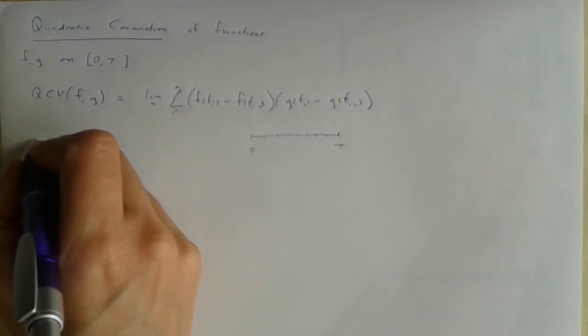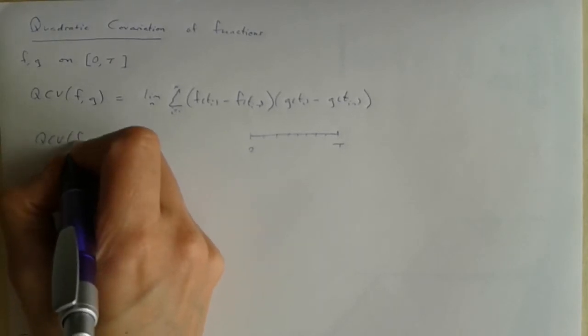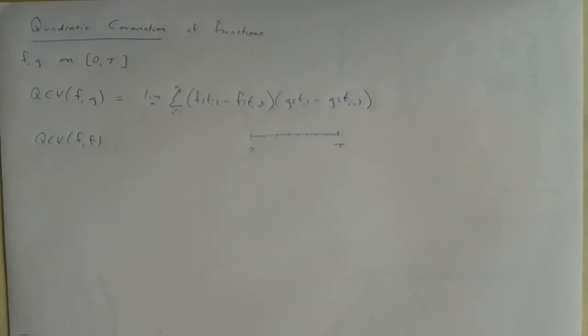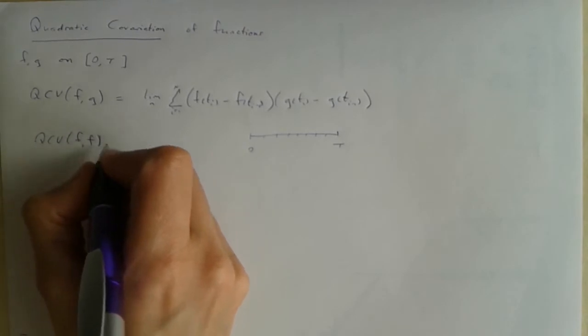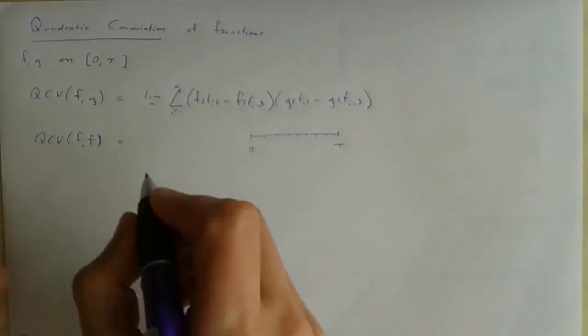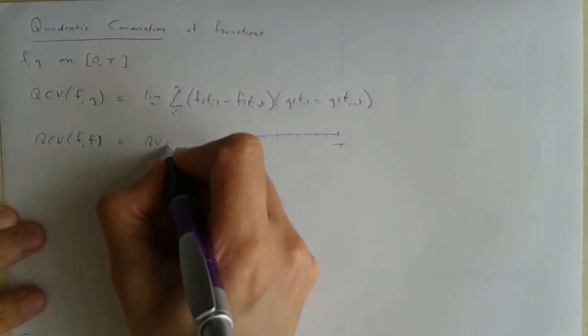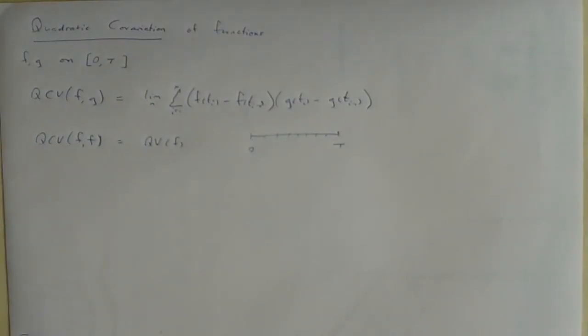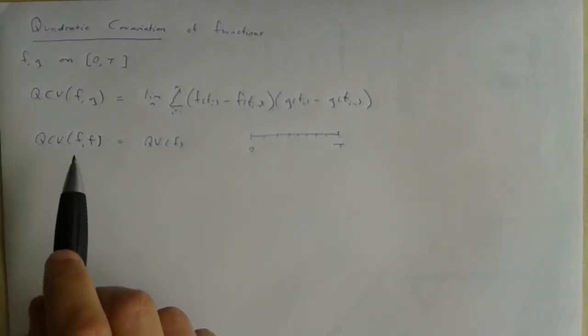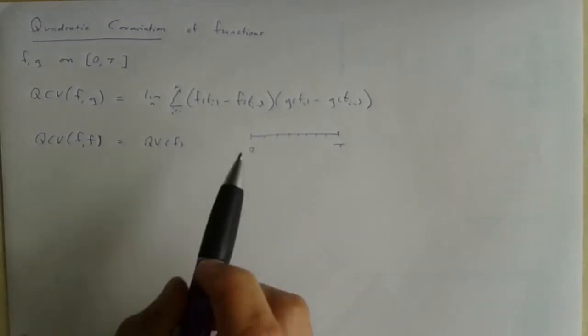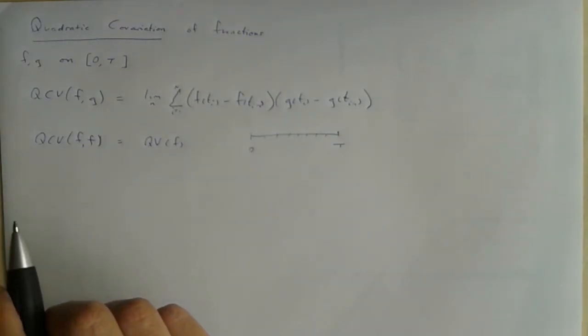One observation we could make straight away then is that the quadratic covariation of a function with itself is what we were just in the previous video calling the quadratic variation of f. So this is a bit like variance and covariance. When you have the quadratic covariation, you're putting two functions together like this.